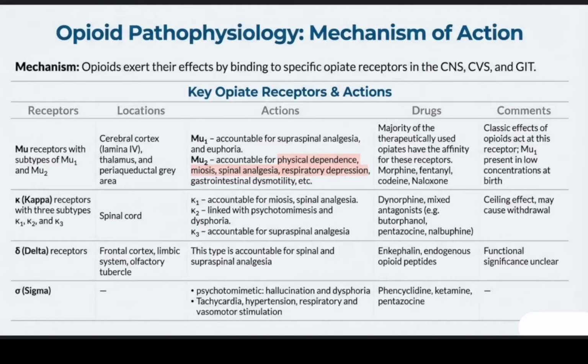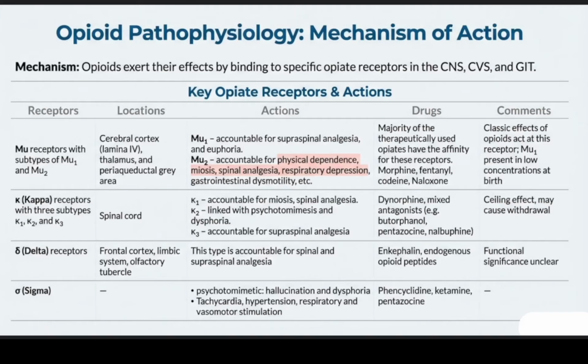These drugs can be used therapeutically also, but when the action is excessive, that is when it is problematic. The classic effects of opioids act at the mu1 receptor, present in low concentration at birth. Then we have kappa receptors, with subtypes kappa 1, 2, and 3, located in the spinal cord. Kappa 1 leads to miosis and spinal analgesia. Kappa 2 is linked to psychotomimesis and dysphoria, and kappa 3 is accountable for supraspinal analgesia.